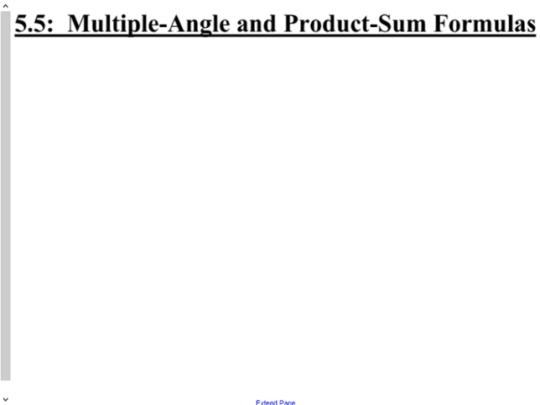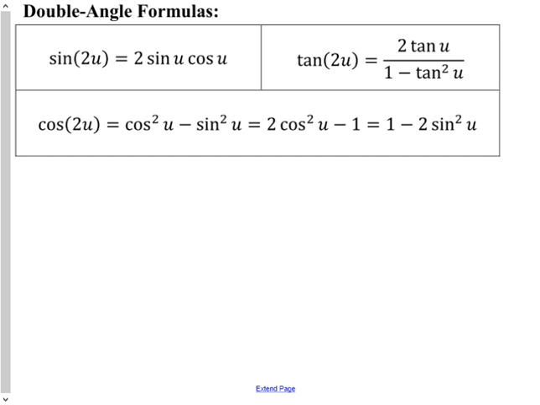Today's lesson is 5.5, multiple angle and product sum formula. All of today's formulas come straight from cosine of 2u, which is basically cosine of u plus u from the other day, where we get cosine u times cosine u, minus sine u times sine u, cosine squared minus sine squared.